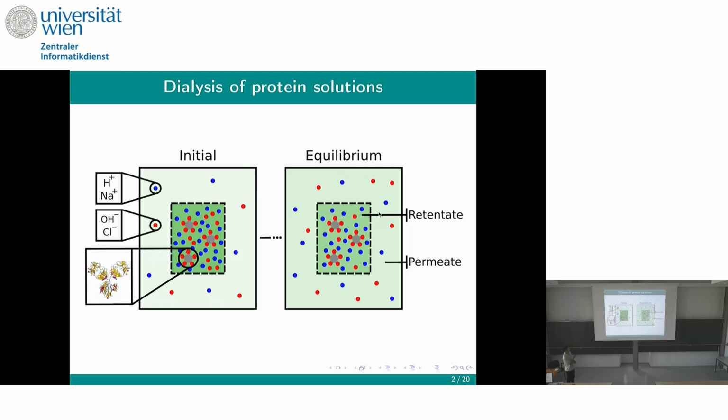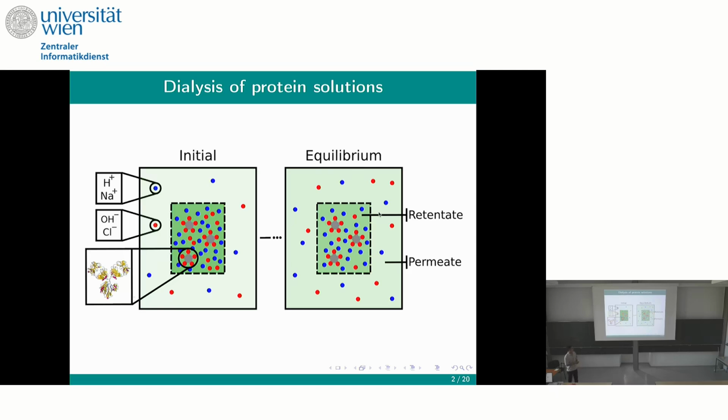Basically, initially we have two compartments. One is called the retentate, where we will have the protein solution or the macroion solution that we would like to dialyze. For instance, one of the beautiful monoclonal antibodies that were presented by Fabricio. And together with them, we will have small ions also in this retentate. They will be divided by a semi-permeable membrane from the outer container that we will be calling the permeate.